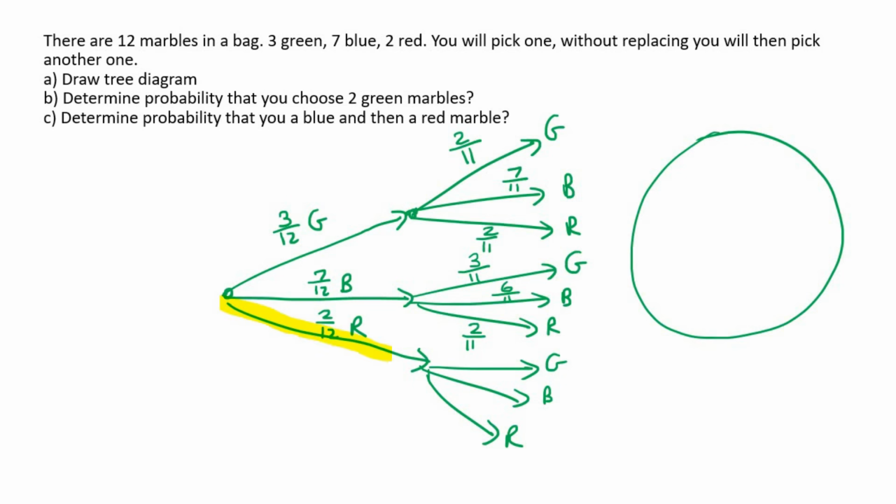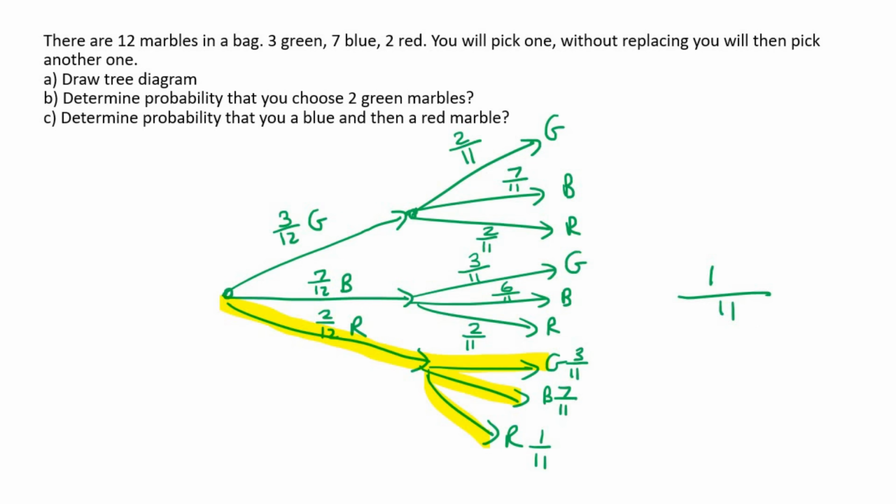Now we're going down this way, where this person chose a red for the first one. They originally had 3 green, 7 blue, and 2 red. If you've chosen a red, then there's only 1 left, and you have 11 marbles left over. For the green, there's still going to be 3, so you put 3 out of 11. For the blue, there's still going to be 7. But for the red, there's only going to be 1. Awesome, hey? That's our tree diagram done. Now we can go on to the questions.